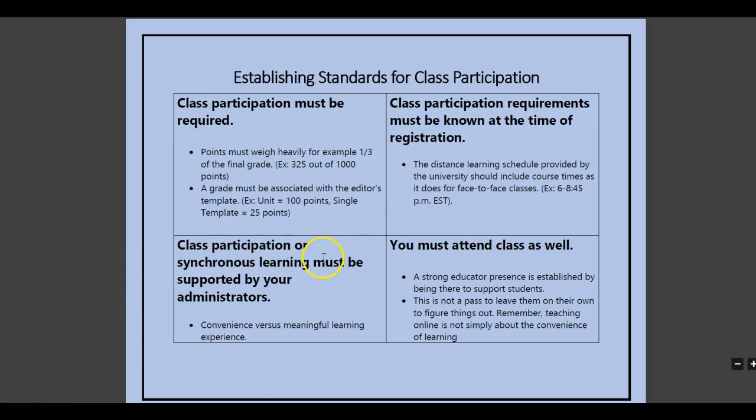Now, class participation or synchronous learning must be supported by your administrators, your chair of your department, your dean, your chancellor. Everybody has to be on board with the synchronous learning. Your distance learning coordinator or director, everyone has to be on board with this for it to work.